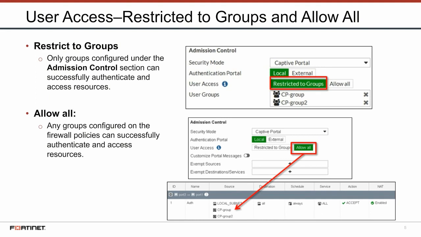On the Admission Control page, you also restrict Captive Portal user access. Select Restrict to Groups to control the access from the Captive Portal configuration. Select Allow All to control the access in the firewall policy configuration.